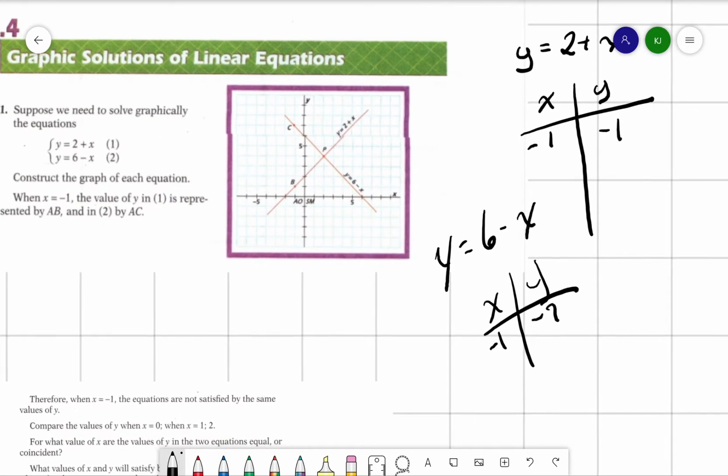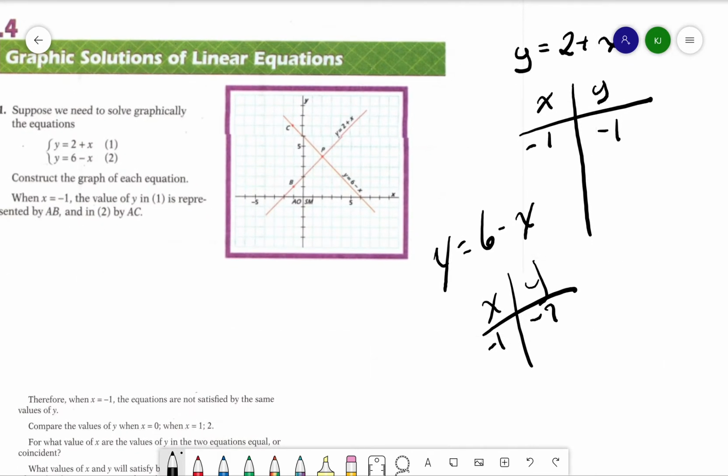So this means they're not satisfied by the same one. -1 does not work to fulfill this equation. However, it does give us a chance to put plots on our graph and start forming the graph. Now, we need to put more plots on here in order to be able to figure out what the answer is. So we're going to keep going with our graph and try to find any other numbers that could help us get closer to our answer.